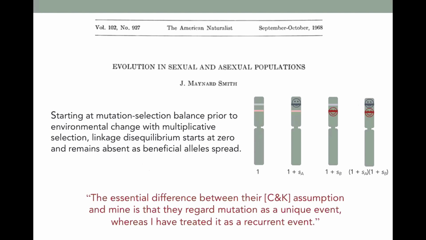Maynard Smith thought that the main difference between his treatment and Crow and Kimura's is that he was treating mutations not as unique events like Crow and Kimura did, but as recurrent events, and explored this question at mutation selection balance. But there were hints already in the literature that there was more going on.